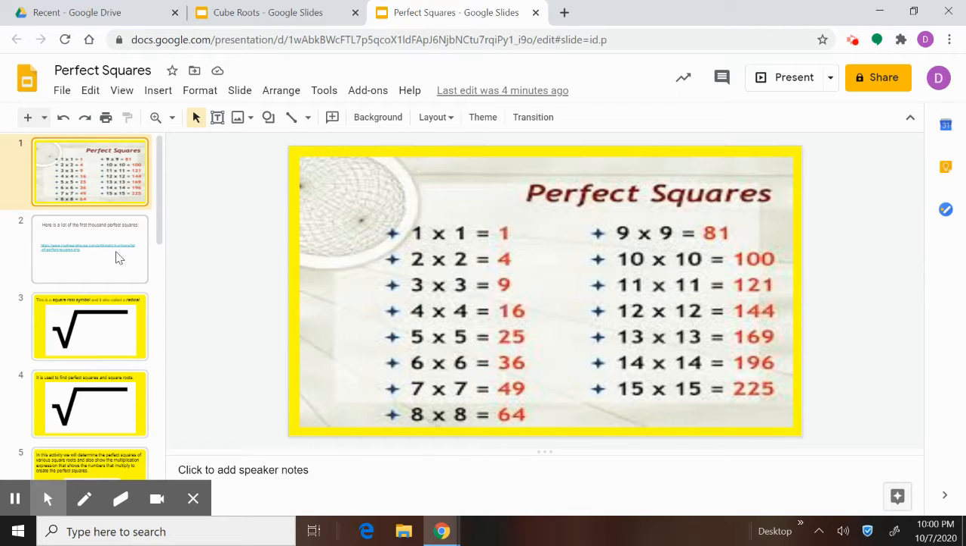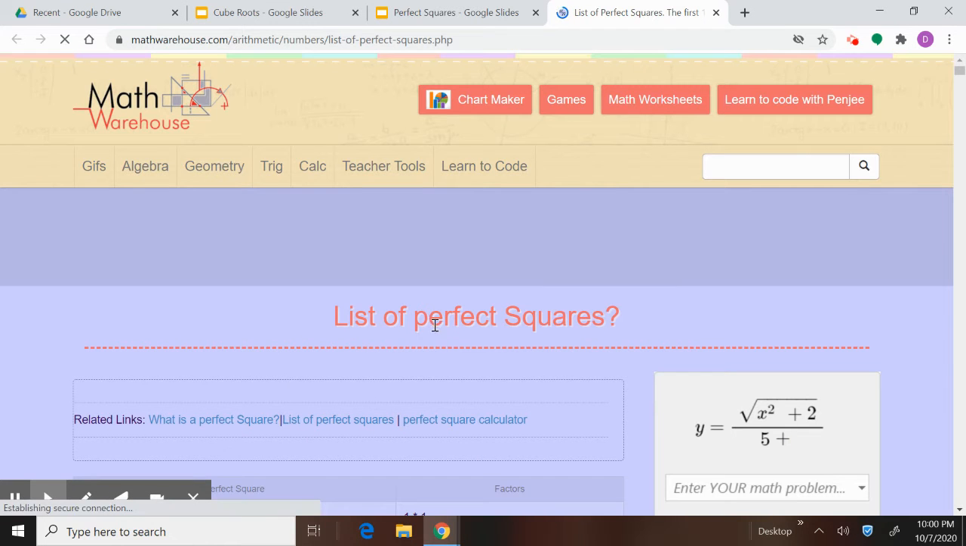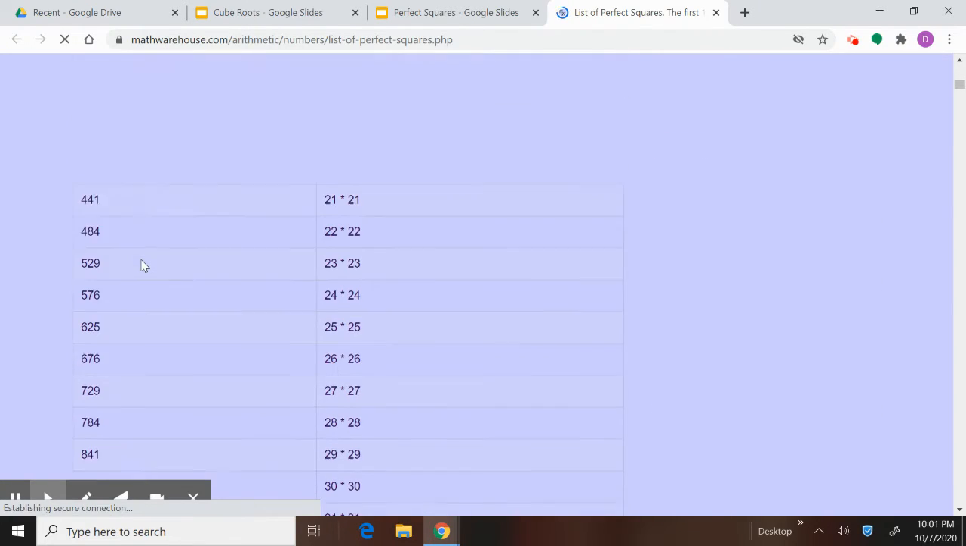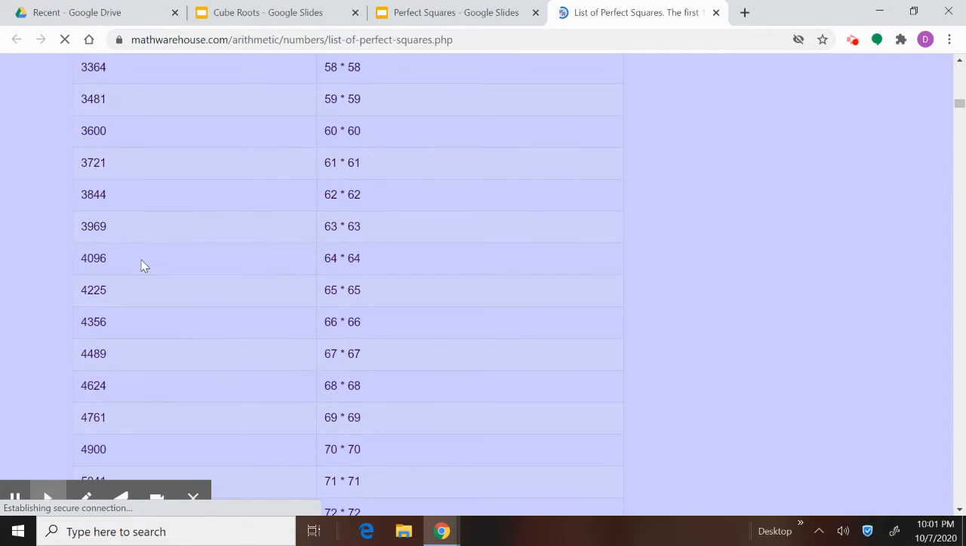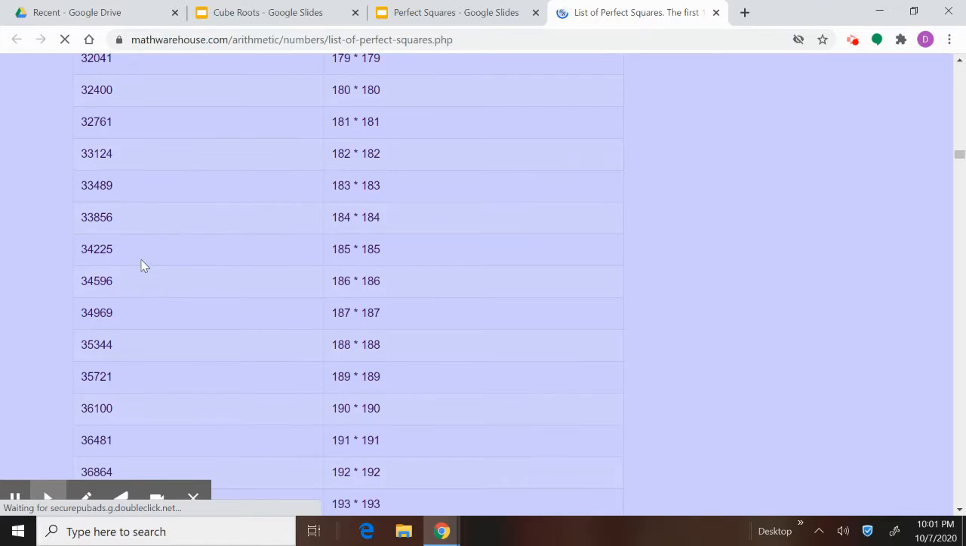So if you have this Google slide to work on, if you look at the next screen, it says here's a list of the first 1,000 perfect squares. If you clicked on that, it would open up a document where you could see the list of the first 1,000 perfect squares. If we scroll down here, you see 1, 4, 9, 16, on and on, showing you the first 1,000 perfect squares and the numbers that multiply to make them.